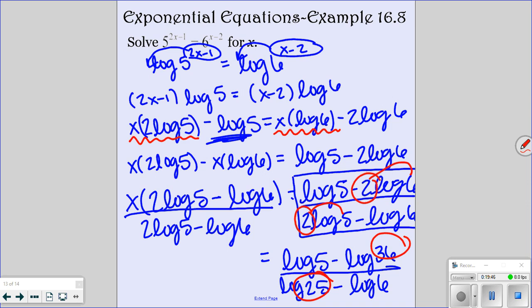So again, if you want to get a decimal number on these, you can. The book is actually going to leave them in terms of log, so you'd have to plug in what they have as their answer to get your answer to make sure that it's right.